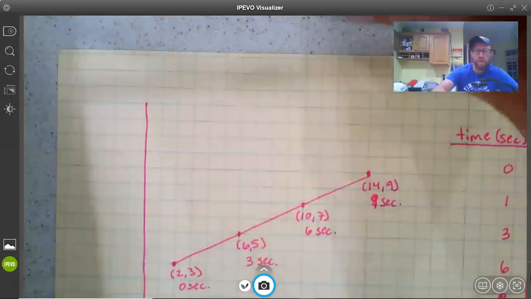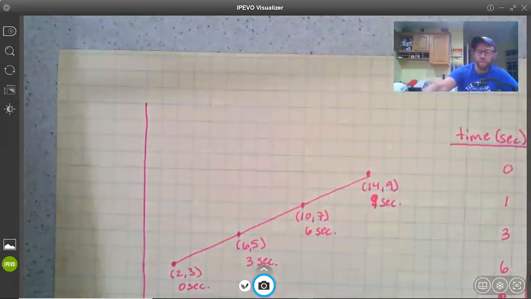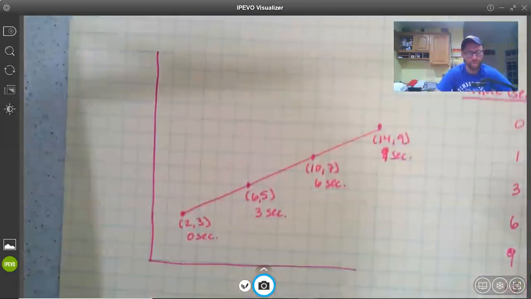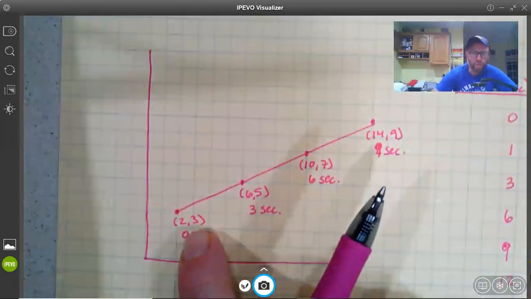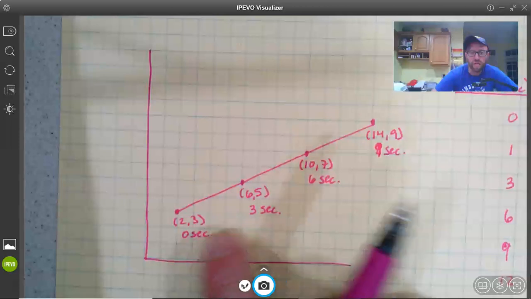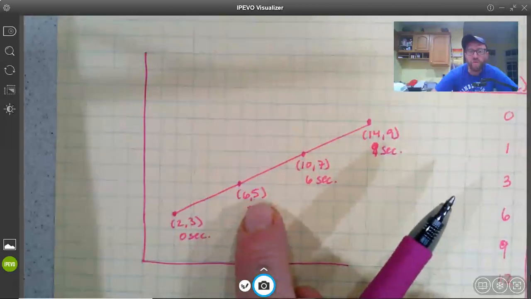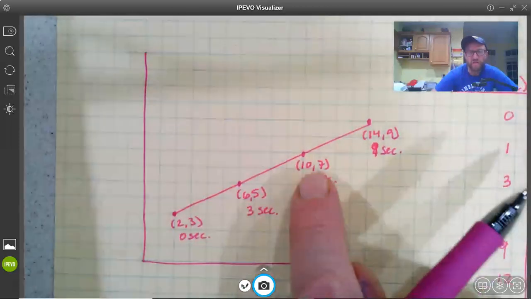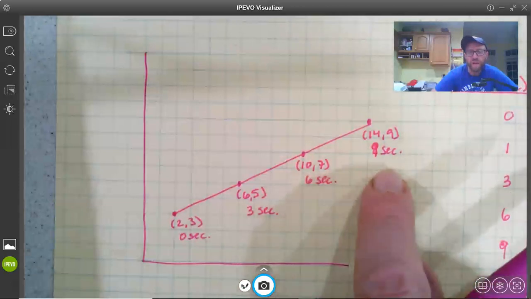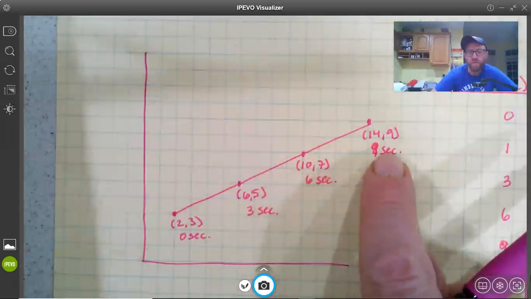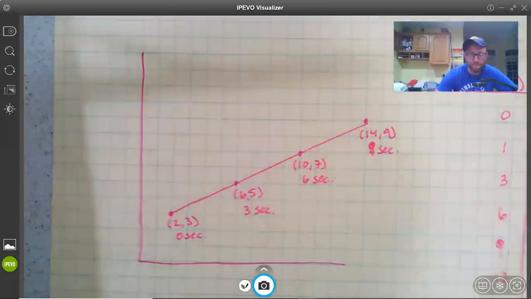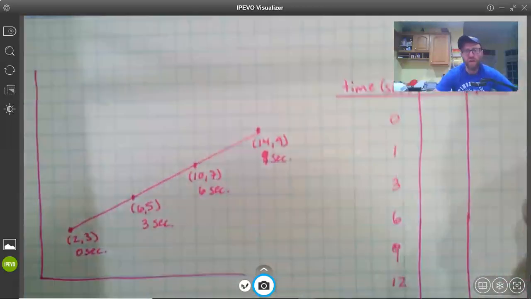All right, we're looking at another parametric equations problem here with bugs again. In this case, the bug starts at the point (2,3) at 0 seconds. After 3 seconds, he's reached the point (6,5). After 6 seconds, he's reached the point (10,7). And after 9 seconds, he's reached the point (14,9). So we're going to go over here and record these values in a table.